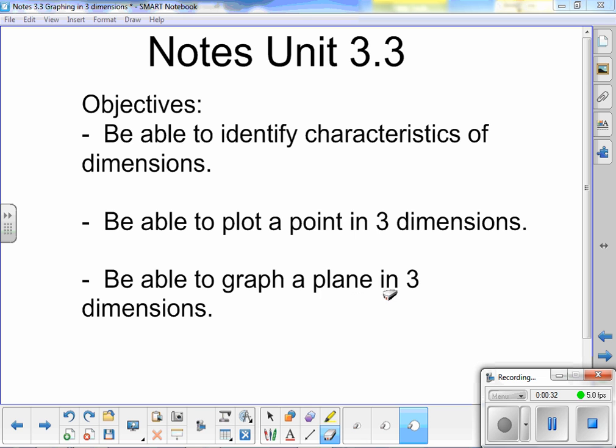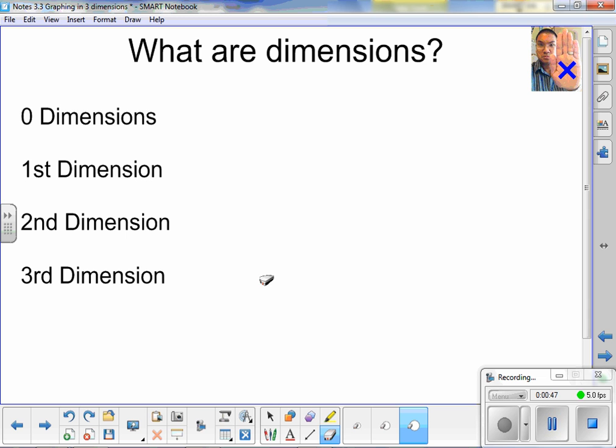And then be able to graph a plane in 3 dimensions. A plane in 3 dimensions is similar to what a line is. So when you graph a line in 2 dimensions, the equivalent of that in 3 dimensions is basically going to be a plane in 3 dimensions. Okay. So don't write this.